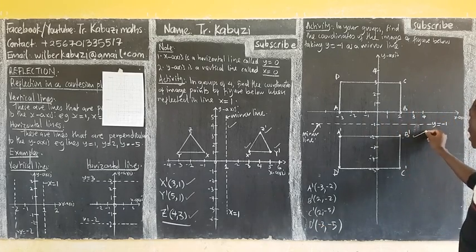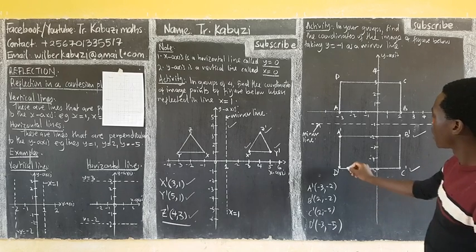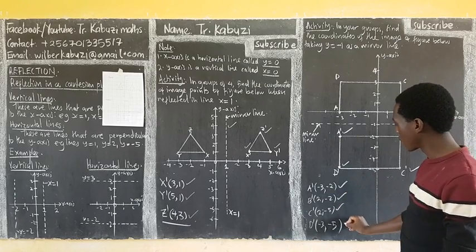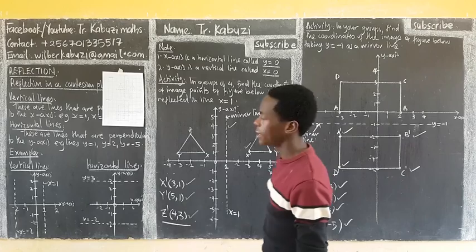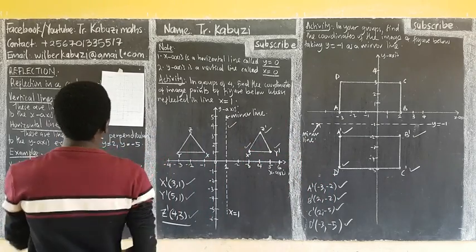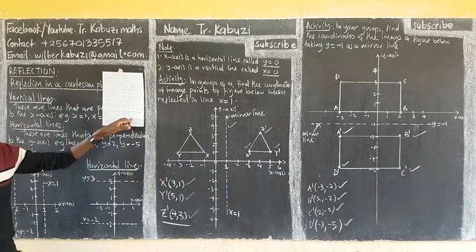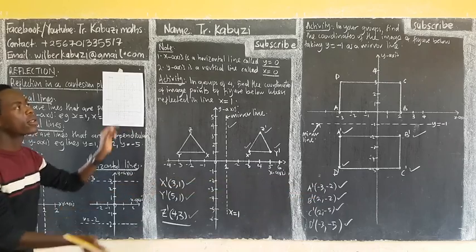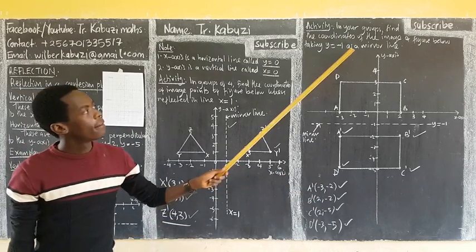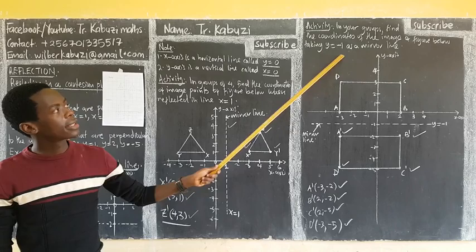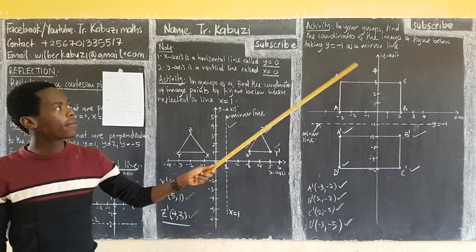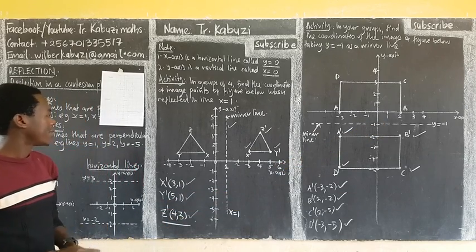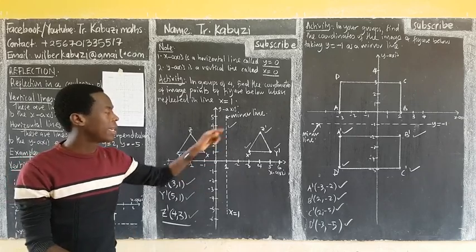So you give a mark here, a mark for this, a mark for this, then a mark for this. Then here you also give 1 for the correct interpretation. Now, if you have colleagues who never had the coordinates, you don't give marks, because the question was to find the coordinates of the image after reflecting in this line. So that's how we reflect in this line.